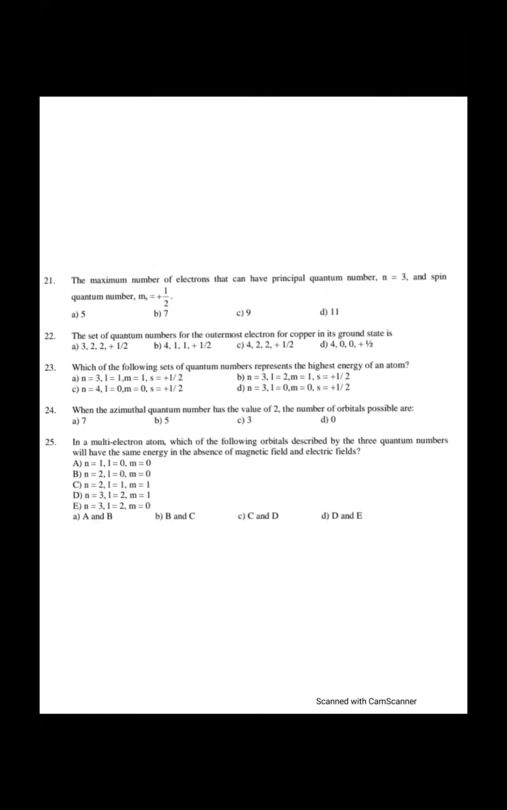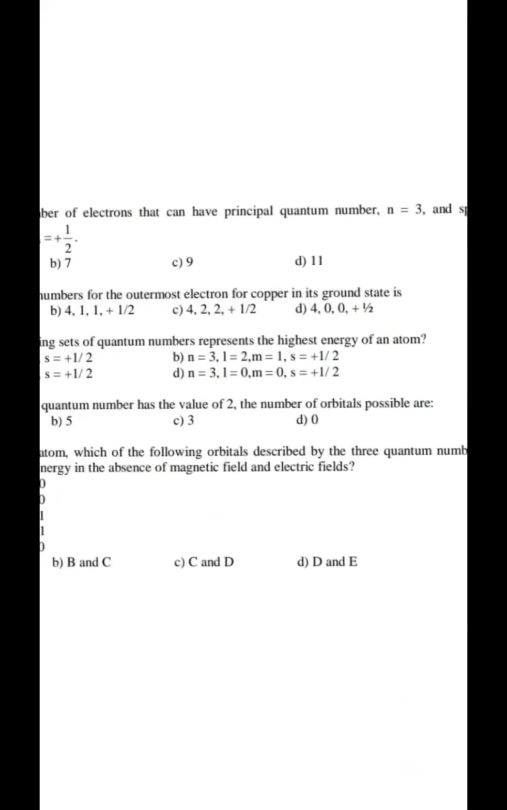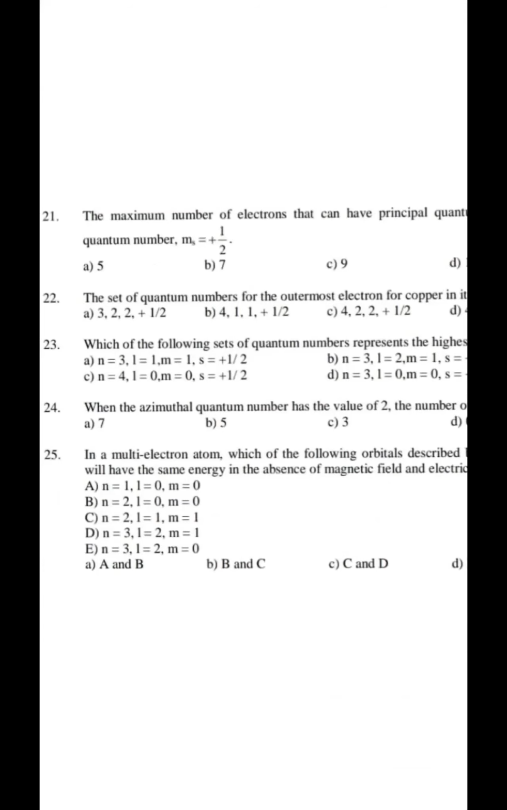Okay, is it clear to everyone now? Now try question number 22 first. This set of quantum numbers is for the outermost electron of copper.